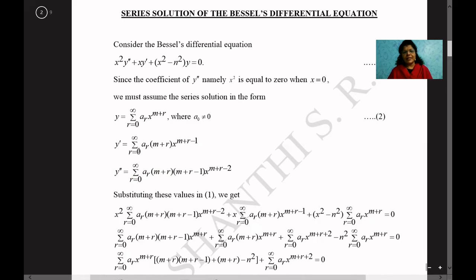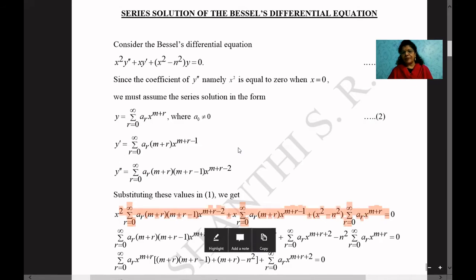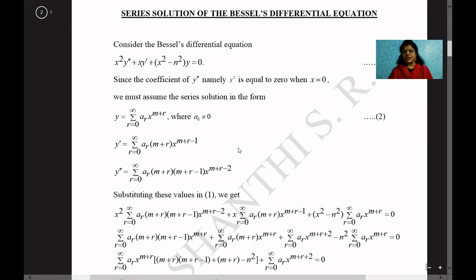So I am multiplying in this y dash x. So I have got x into sigma r is equal to 0 to infinity a r (m plus r) into x power m plus r minus 1, plus the third term is what? x square minus n square of y. That is x square minus n square into y is sigma r is equal to 0 to infinity ar into x power m plus r, which is equal to 0.